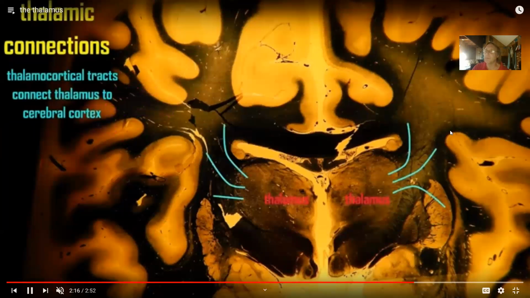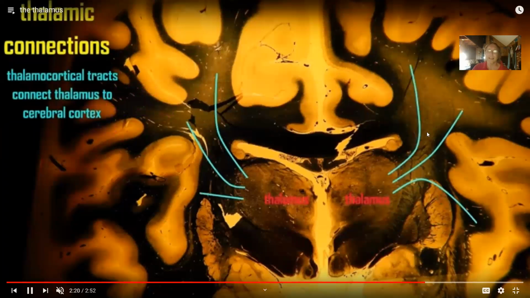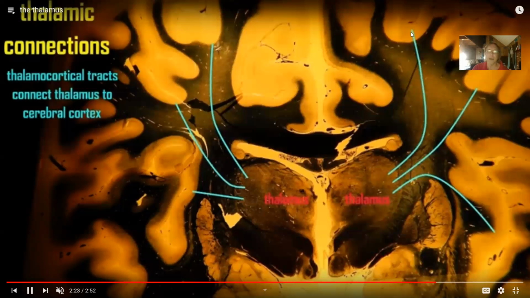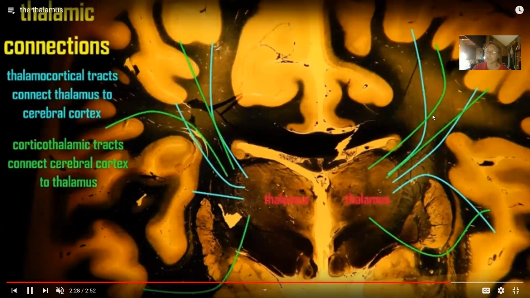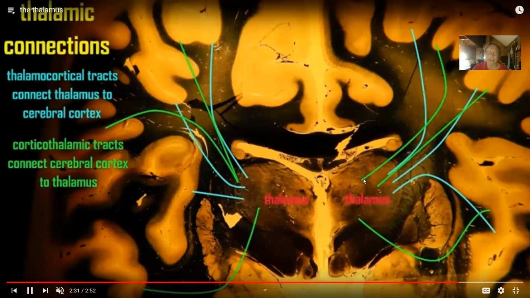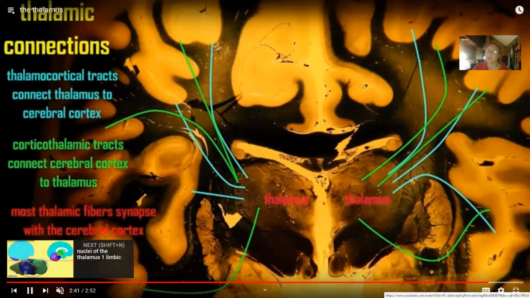But then also the thalamus can connect to the cerebral cortex in thalamocortical tracts, which start in the thalamus and go to the cortex. But there are also corticothalamic tracts, which go in the opposite direction, starting in the cerebral cortex and ending in the thalamus. And these are actually the majority. So most of the connections that the thalamus has are actually with the cerebral cortex.